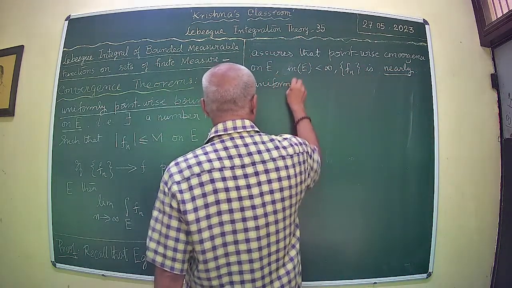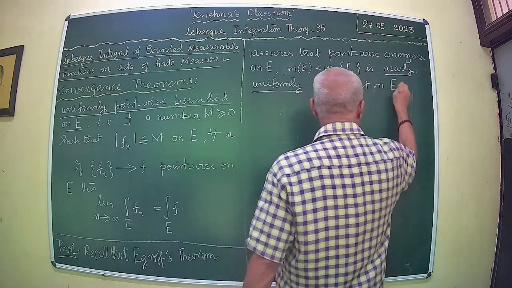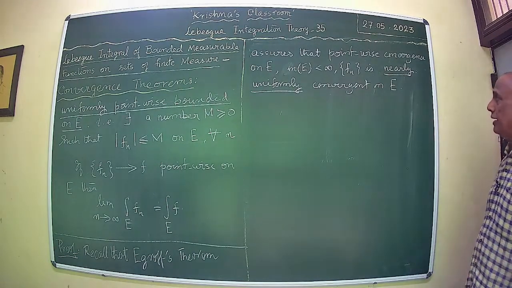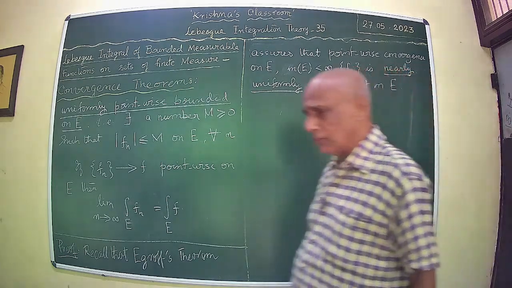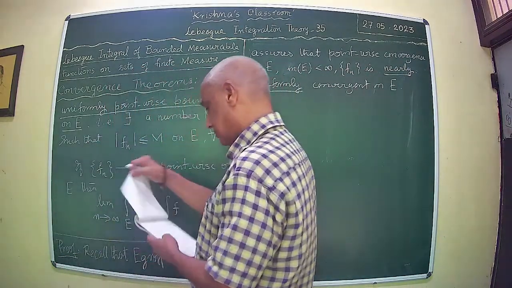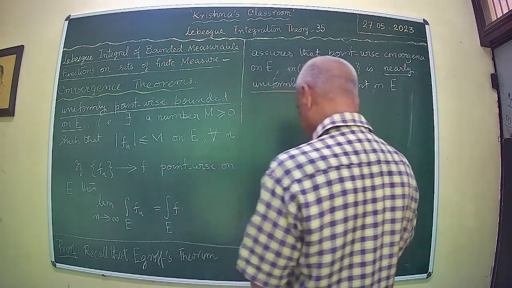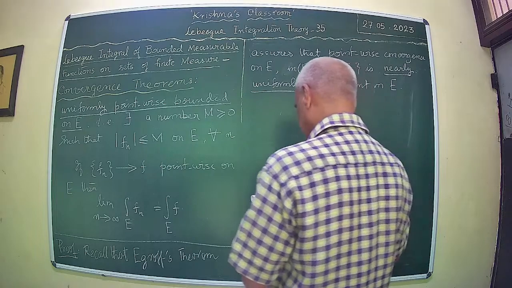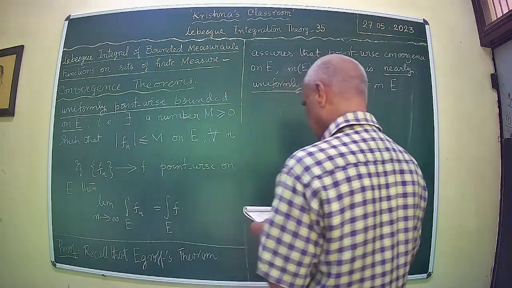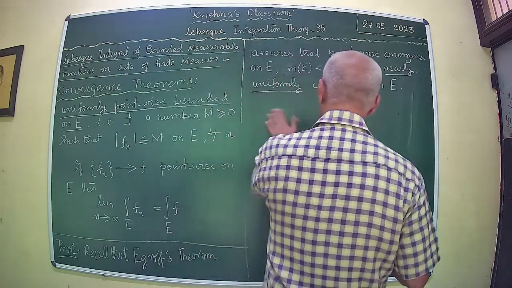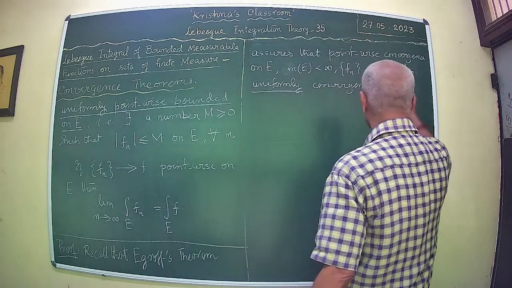Nearly uniformly convergent. So, although it is pointwise convergence that we are assuming, it shows that it is nearly uniformly convergent. And what do you mean by that? So, we shall use this fact.